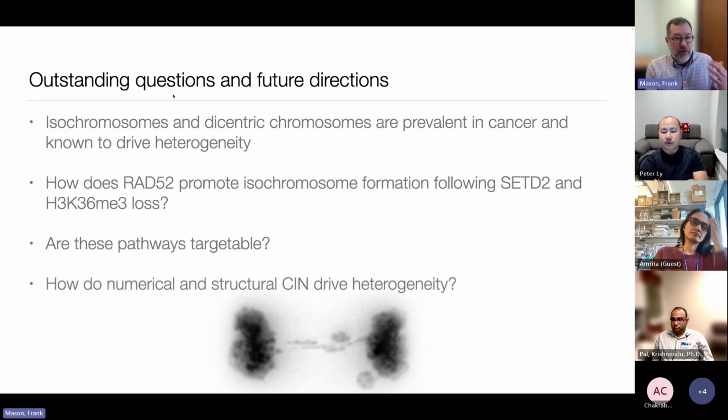And then lastly, as I mentioned before, trying to use SETD2 inhibition versus loss as a way to try to understand how numerical and or structural chromosome instability drives or contributes to heterogeneity is something we're really interested in.